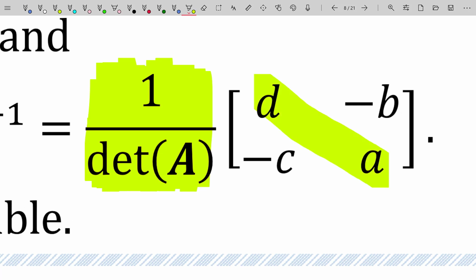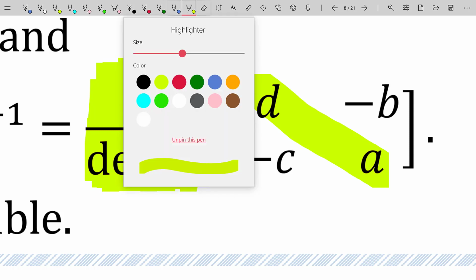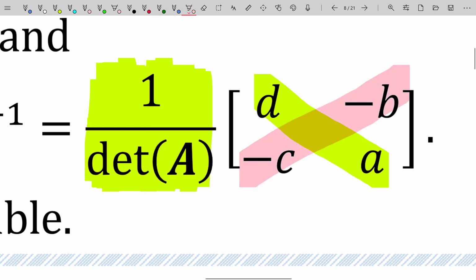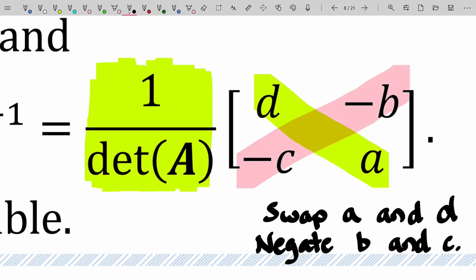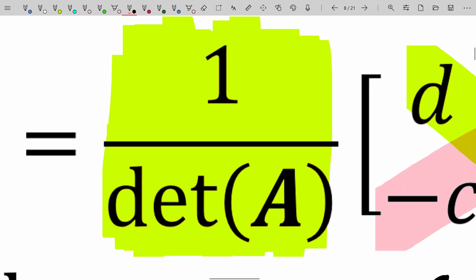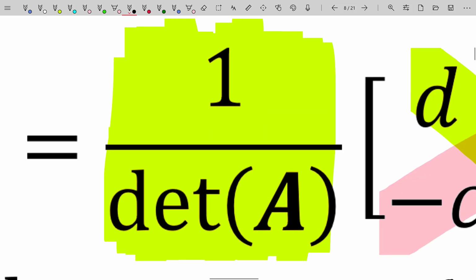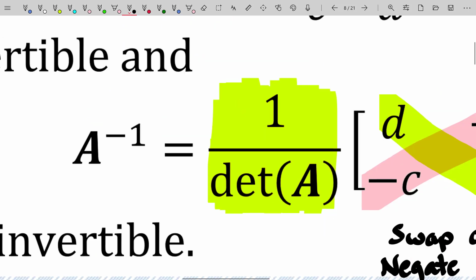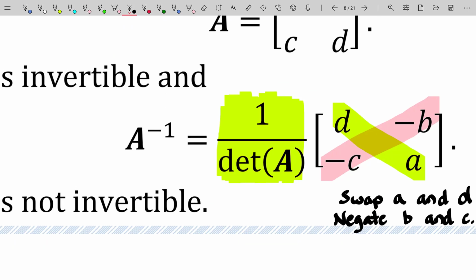And this is how I would say it when I was a student. We negate B and C. And that happened to work very well for me when I was a student, to swap A and D and negate B and C. And of course, out front, you have the reciprocal of the determinant of your original matrix, and that would be A inverse.